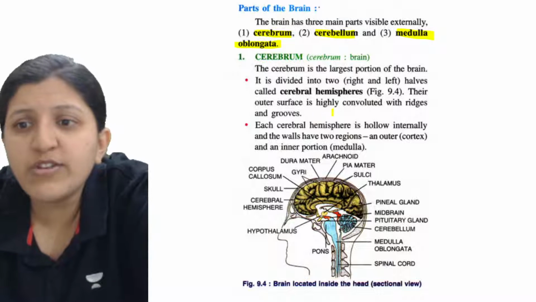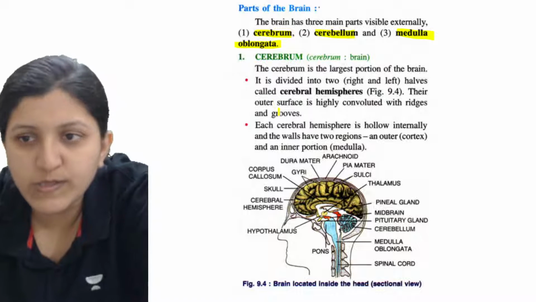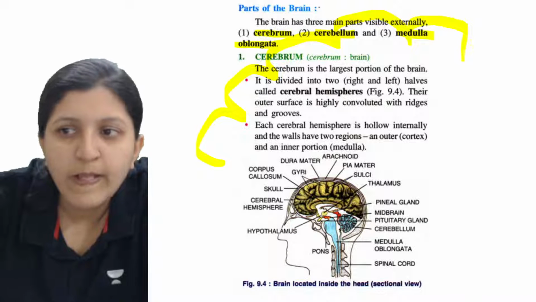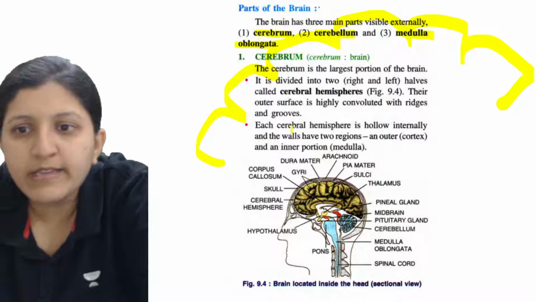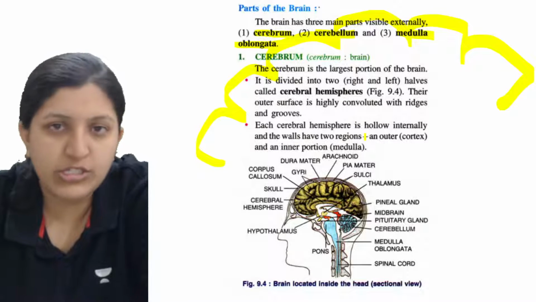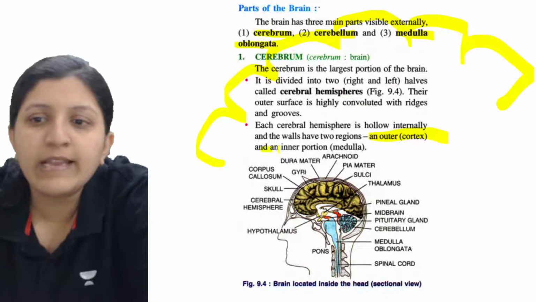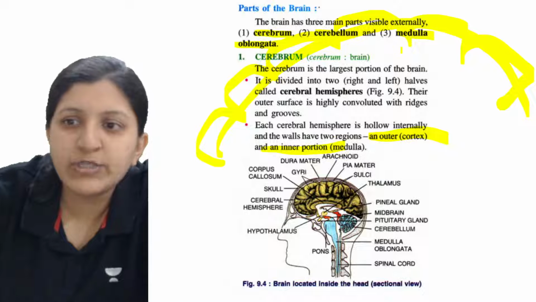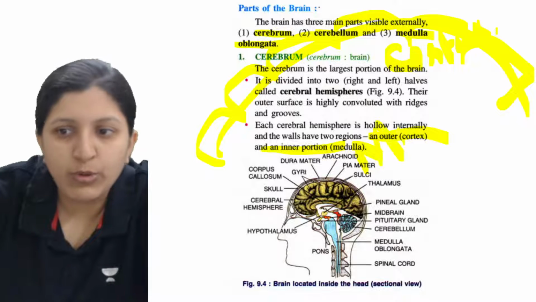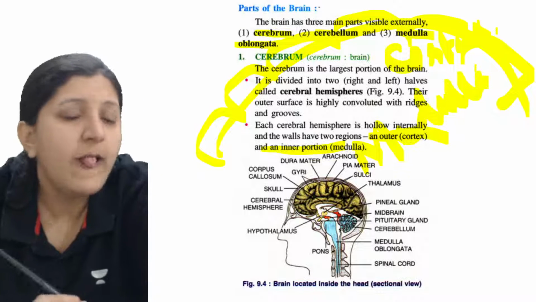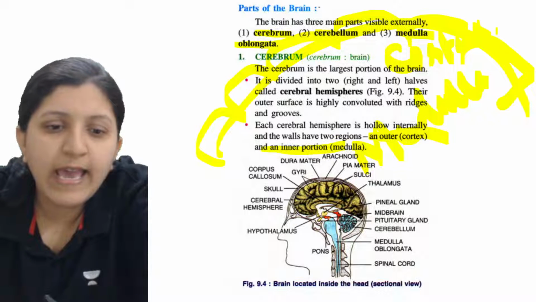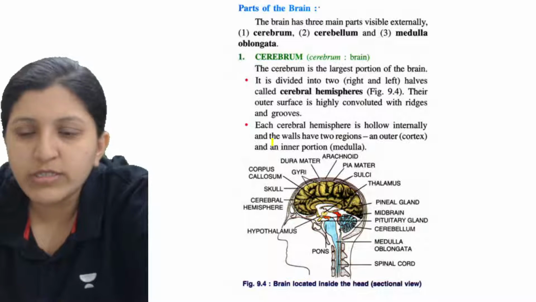Okay, their outer surface is highly convoluted with ridges and grooves. You can find foldings like this, ridges and grooves found throughout the brain. Other than that, the cerebral hemisphere is hollow internally, and the walls have two regions, an outer region and an inner region. The outer one is the cortex and the inner one is the medulla.